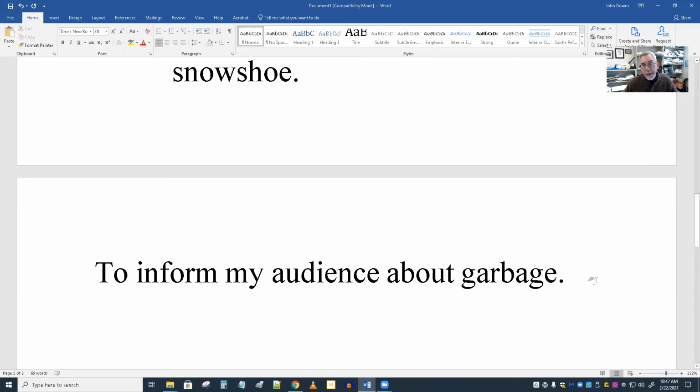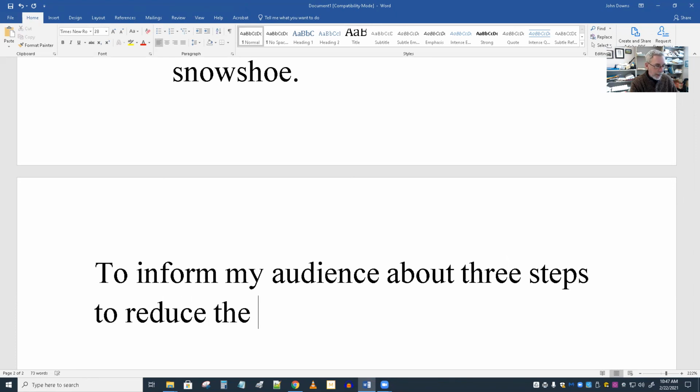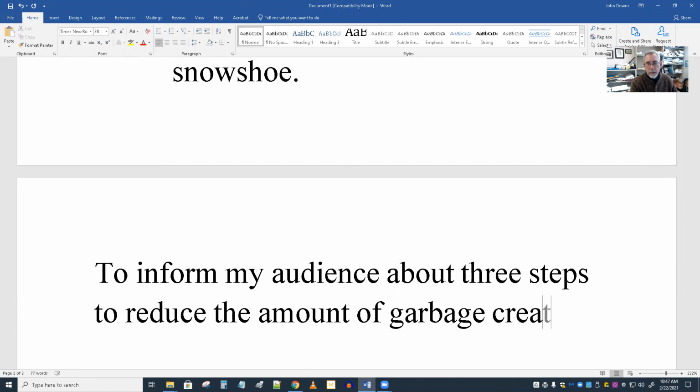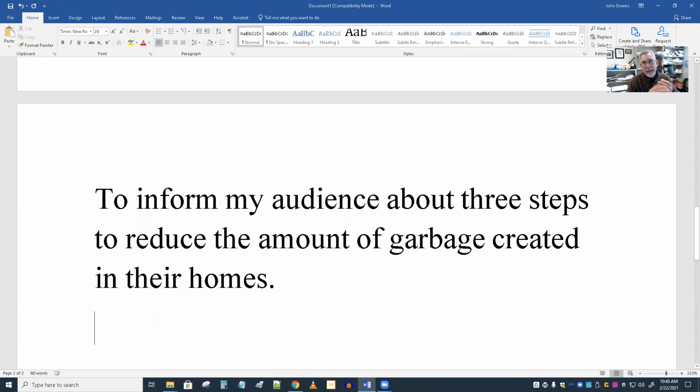like this: to inform my audience about, which is going to get close to persuasive, but I think it's still stayed on the other side, about 3 steps to reduce the amount of garbage it created in their homes. Yeah, it's suggesting some things you could do, but it's not telling you you should do them. I would say this one is a little borderline. I'm going to stick with it.